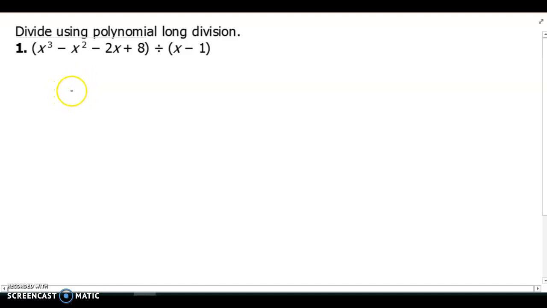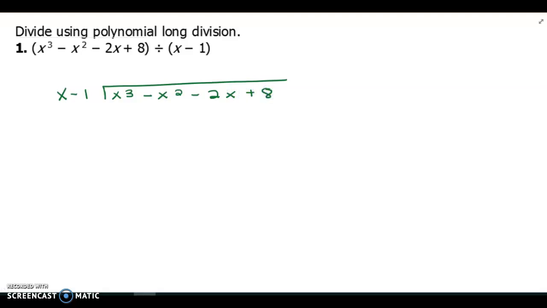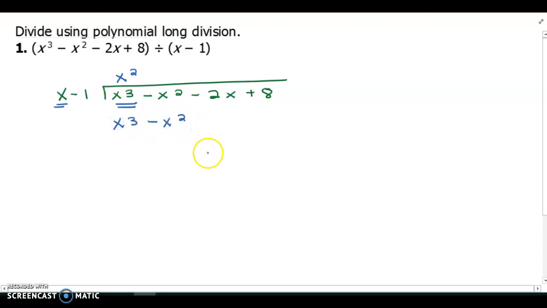Okay, so for this one, we have x minus 1 and x cubed minus x squared minus 2x plus 8. All right. Now, we want to know what can we multiply x by to get x cubed? Well, that would be x squared. So we take x squared and we multiply it by x minus 1. We get x cubed minus x squared.